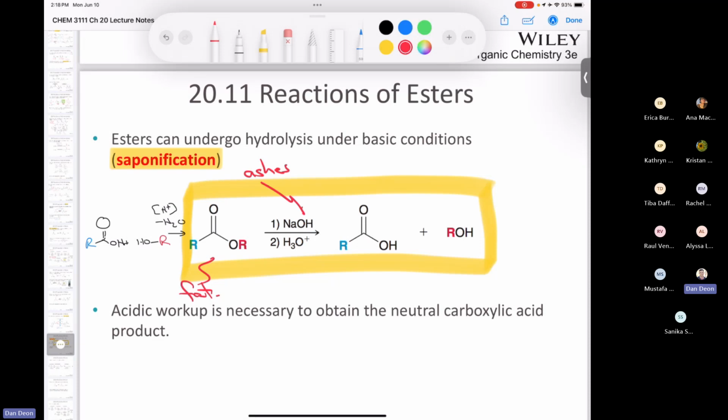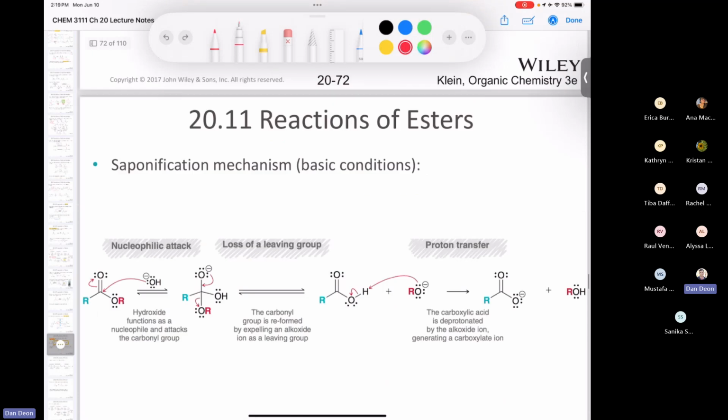But the carboxylate, after the first step, I'll use my red pen here, would look something like this, where you would have the carboxylate, and that's essentially what soap is. It's just a carboxylate salt of an animal fat, and then they protonate it in the second step. So after treatment with H3O plus, you end up with a carboxylic acid. But again, this is what soap is, and so that's why it's called the saponification reaction.